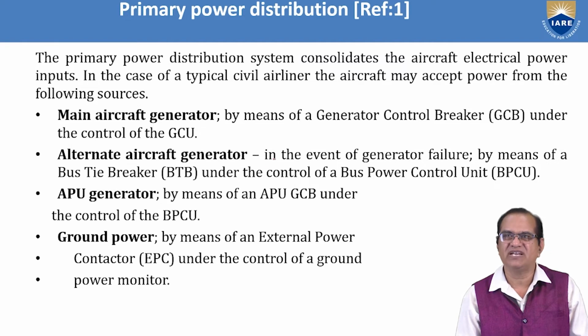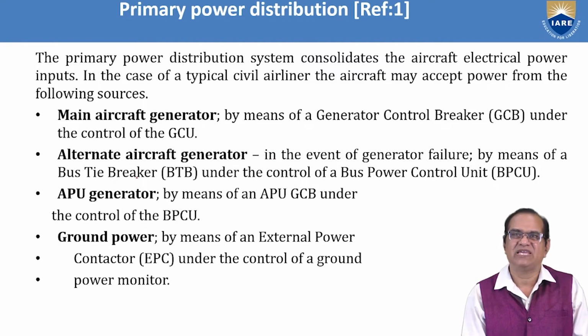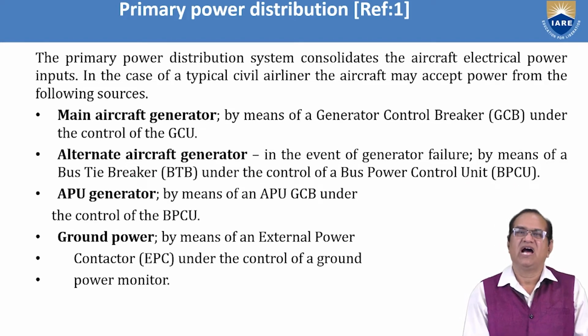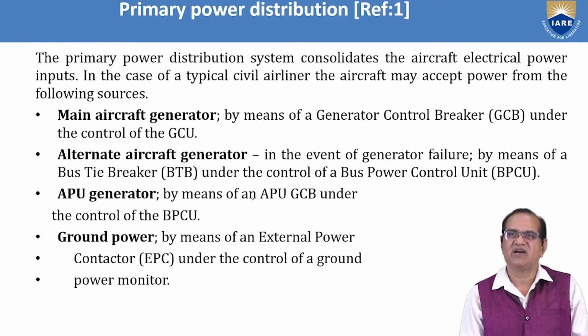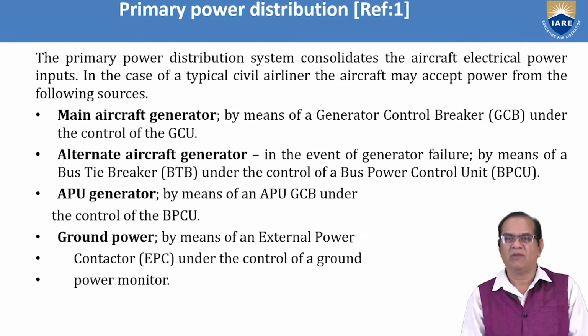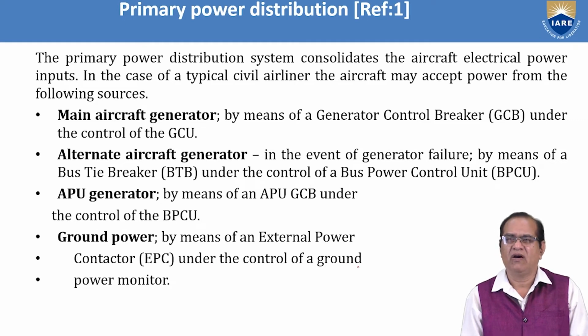Alternate aircraft generator, in the event of generator failure, by means of a bus tie breaker under the control of the bus power control unit. Auxiliary power unit generator by means of APU GCB under the control of the BPCU. Then there is ground power by means of an external power contactor, EPC, under the control of the ground power manager. So what are these things?